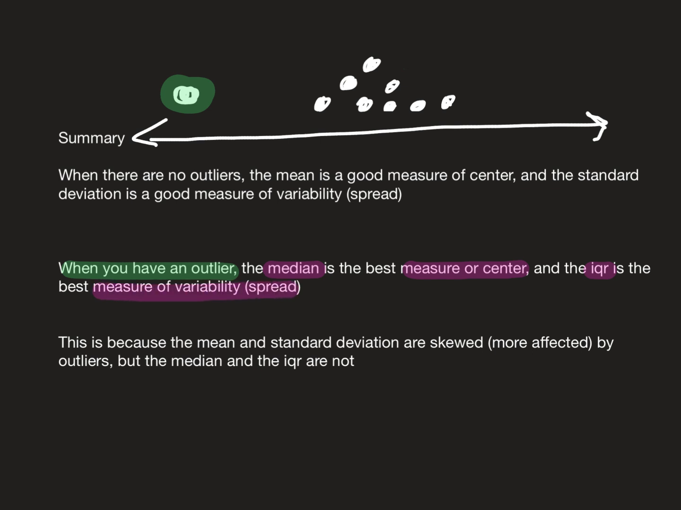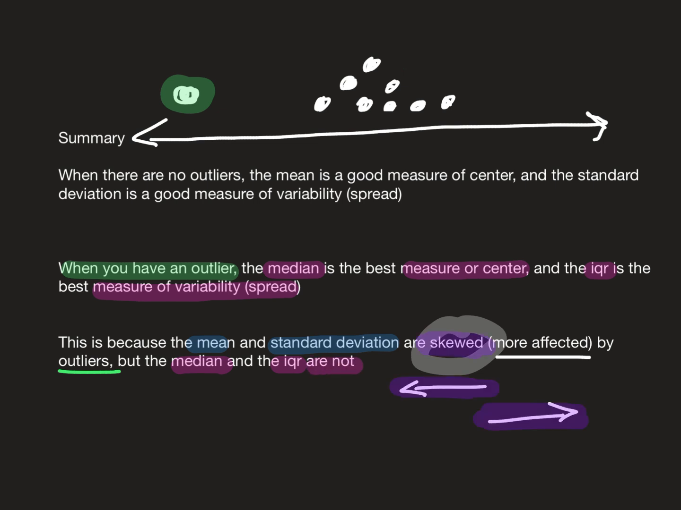And the reason for that is the mean and standard deviation are skewed. Remember, skewed means they can be dragged down or they can be dragged up. So they are more affected by outliers. But the median and the IQR are not. So the mean and the standard deviation are very much more affected by outliers.